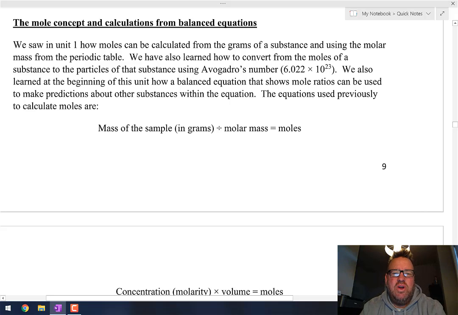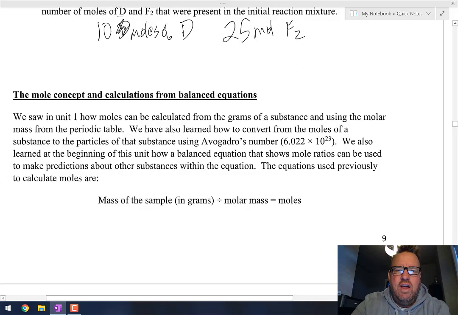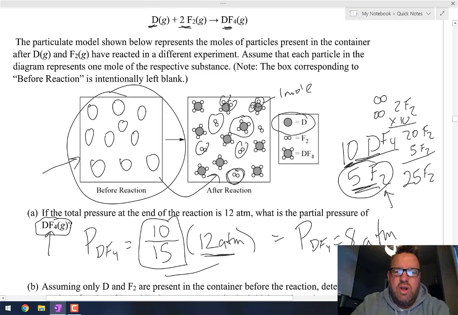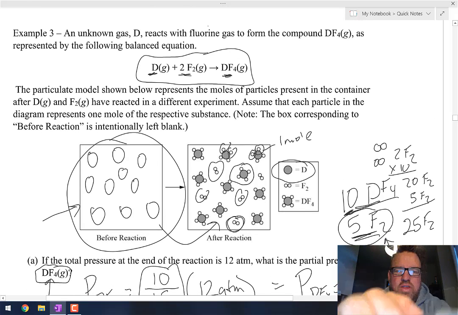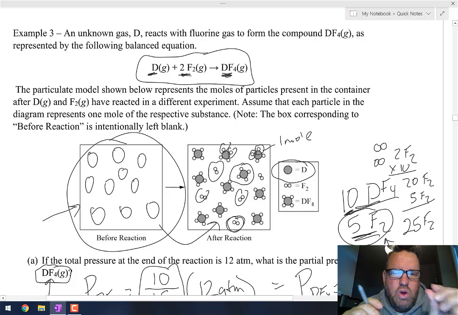In today's video, we're going to talk about how we can use the information we learned from balancing equations and relate that to the idea of moles. Even if we go back to our last video and look at this balanced equation right here, one of the things we could say is that one particle of D reacts with two particles of F2 to make one particle of DF4.